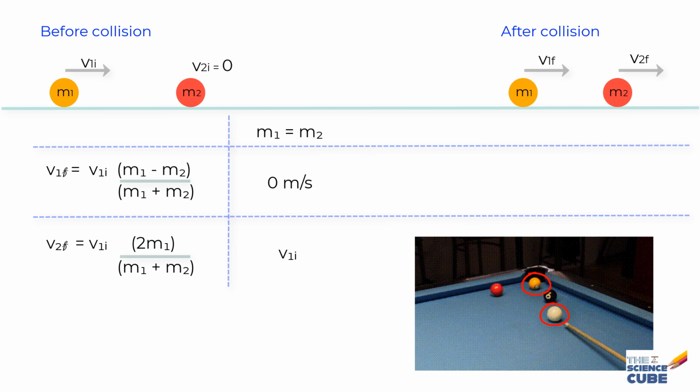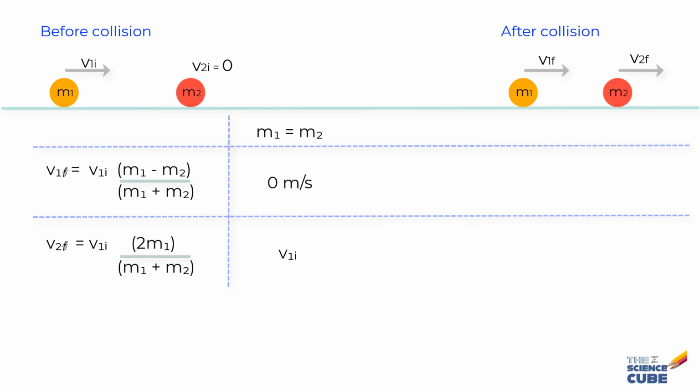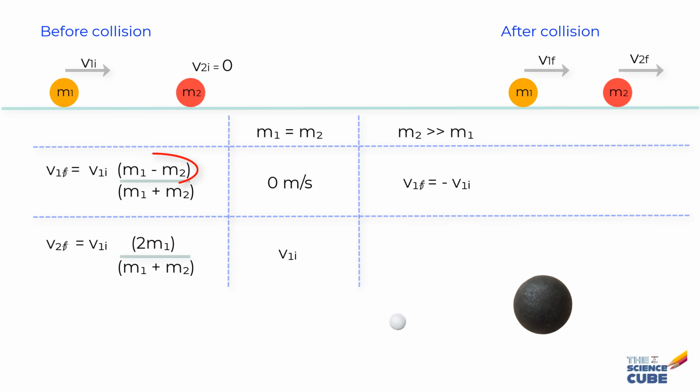And this would be true even if body 2 was not initially at rest. Situation 2 is where m2 is much larger than m1 and is hit by m1. As an example, a golf ball collides with a large stationary cannonball. Then these equations become v1 final is equal to minus v1 initial, because you see in the numerator, m1 being very small, this is almost equal to minus m2. And in the denominator, again, for the same reason, this is almost equal to m2, and so m2 cancels off.